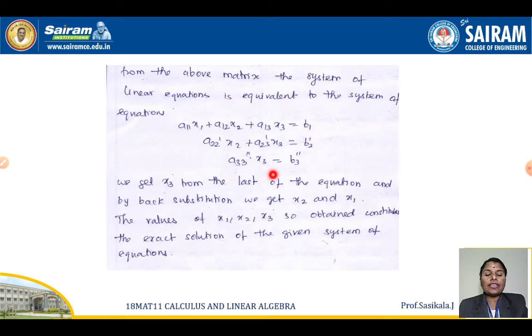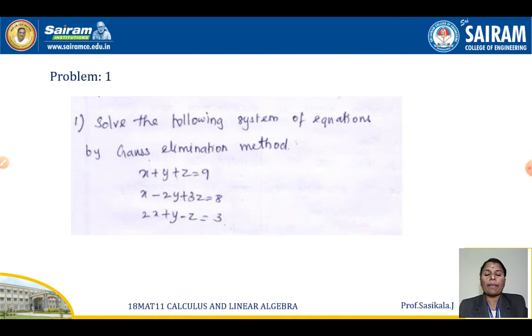From the last equation, I can get my x3. Once you get x3, substitute in the second equation and you can get your x2. Once you get x2 and x3, you can substitute here and get your x1. So x1, x2, x3 is the exact solution of the given system of equations. Clear? We'll go with one example to compare with the steps, then it will be more clear.